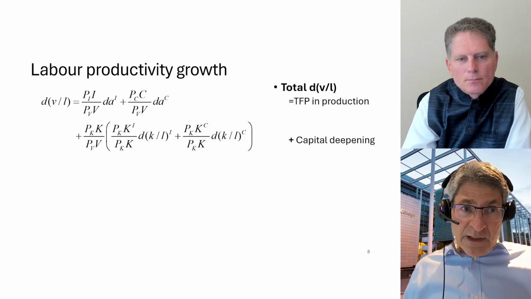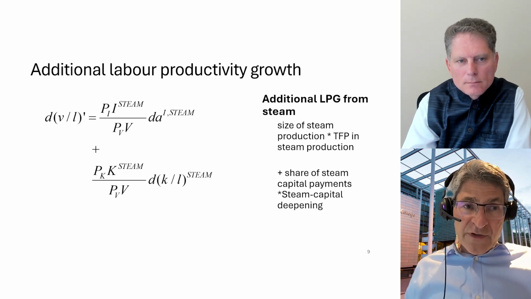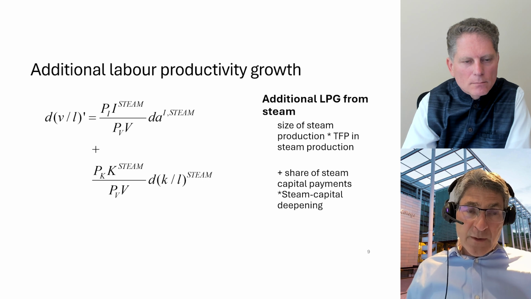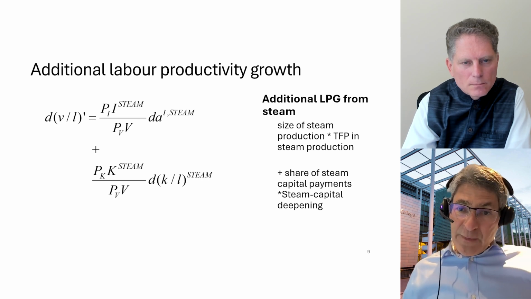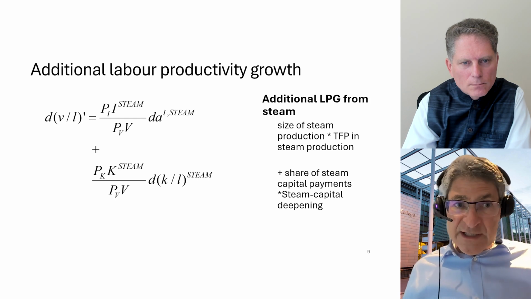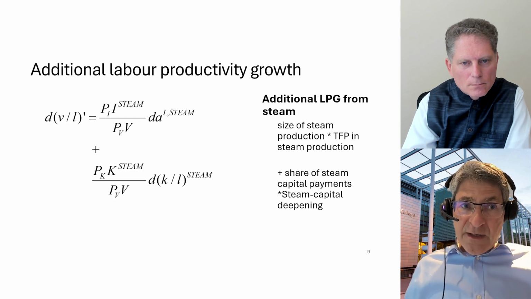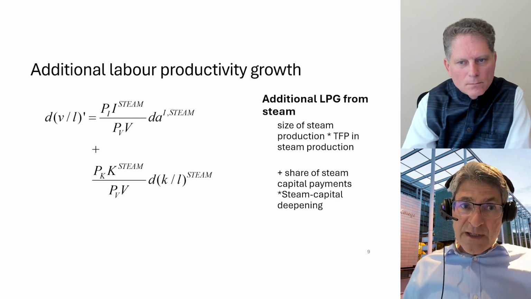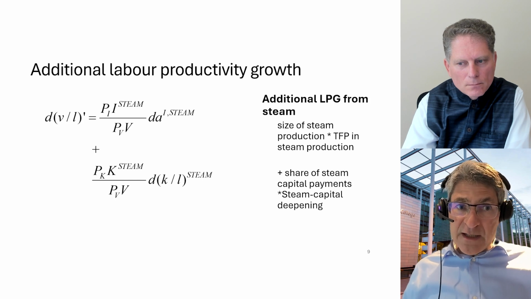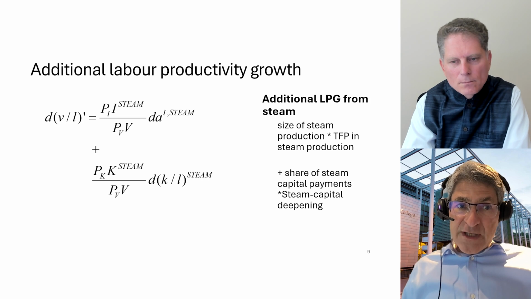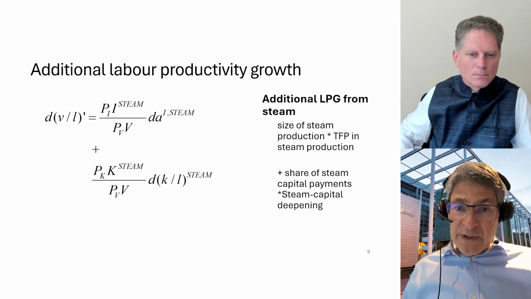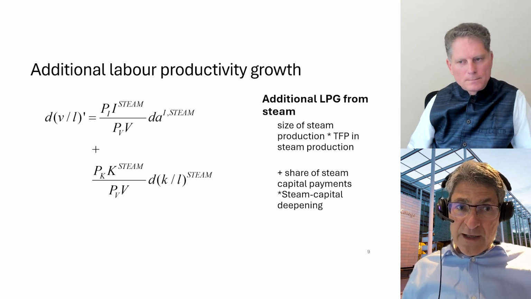So last equation then, which is going to serve us for when we do some work on AI, is what is the additional labour productivity growth you might get when you have a new flourishing sector like steam? It's going to be as written there for you. It's going to be the TFP growth in the steam sector times its share, and the capital deepening of the use of steam times its output elasticity there as well. And that's all written down for you.